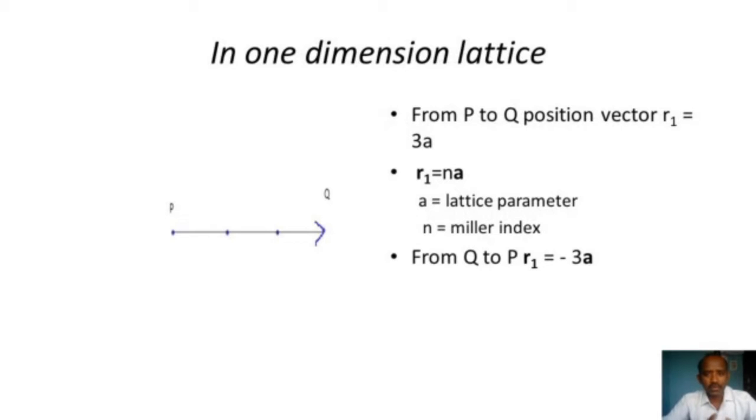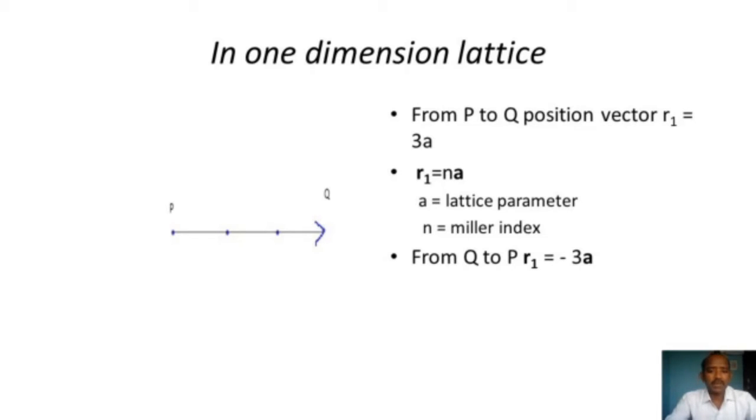Suppose we talk about a one-dimensional lattice, and take four points. One point is at P and another point is at Q. What is the distance between these positions? From P to Q, the position vector R1 can be written as 3a, along the x-axis. We have taken this as a. The distance between two points is a. There are four points, so it is a plus a plus a, which gives 3a.